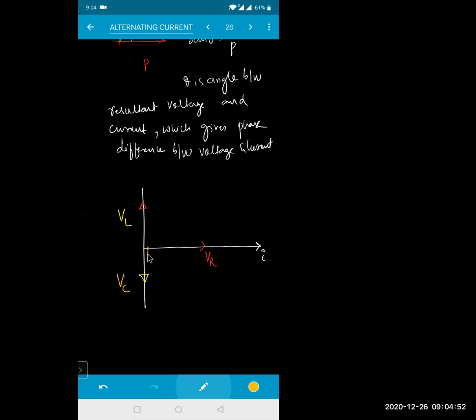So this one is 90 degrees and this one is also 90 degrees. With respect to current, the potential of the inductor is 90 degrees ahead, and with respect to current, the potential of the capacitor is 90 degrees lagging. Is that point clear for everyone? Is the vector diagram clear? If this is understood, everything else becomes easy for us. If not, please try to tell me, I'll help you out.